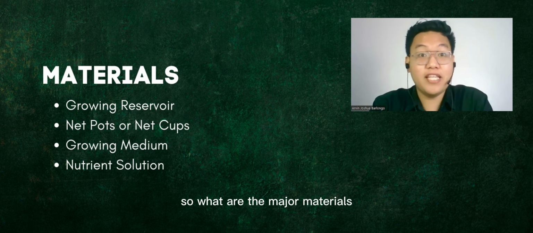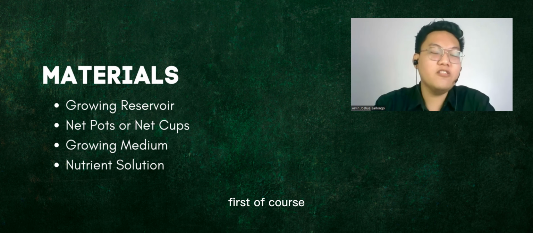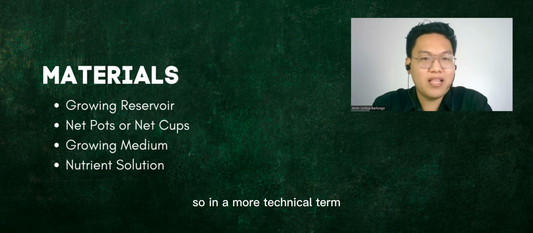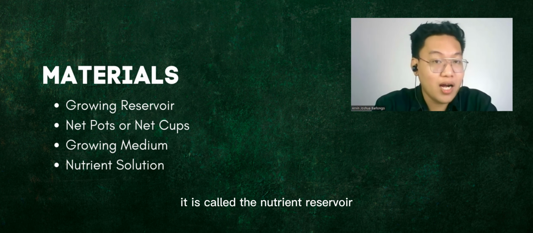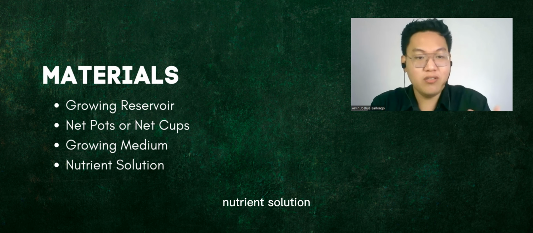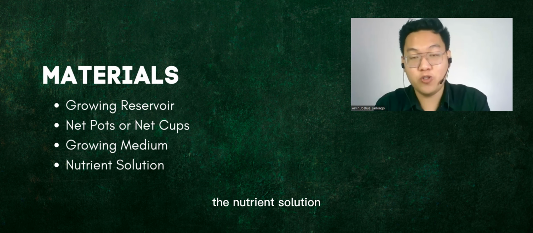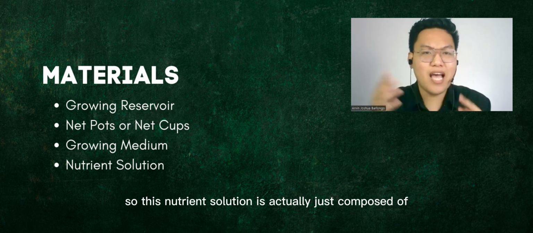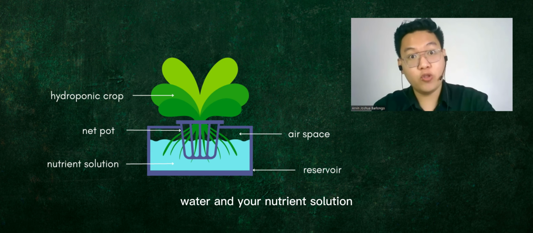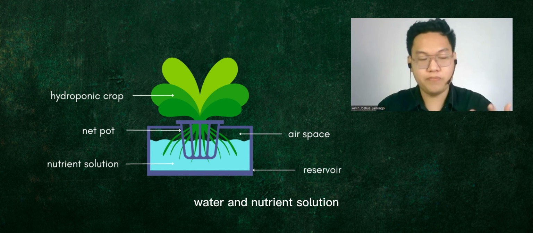So what are the major materials that we need for our hydroponic system? First, of course, we need a growing bucket. In more technical terms, it is called the nutrient reservoir, which will be the place for your nutrient solution. So that will be the first item, the nutrient reservoir. And of course, the nutrient solution. This nutrient solution is actually just composed of water and your nutrients. Together, it will be the nutrient water or nutrient solution.